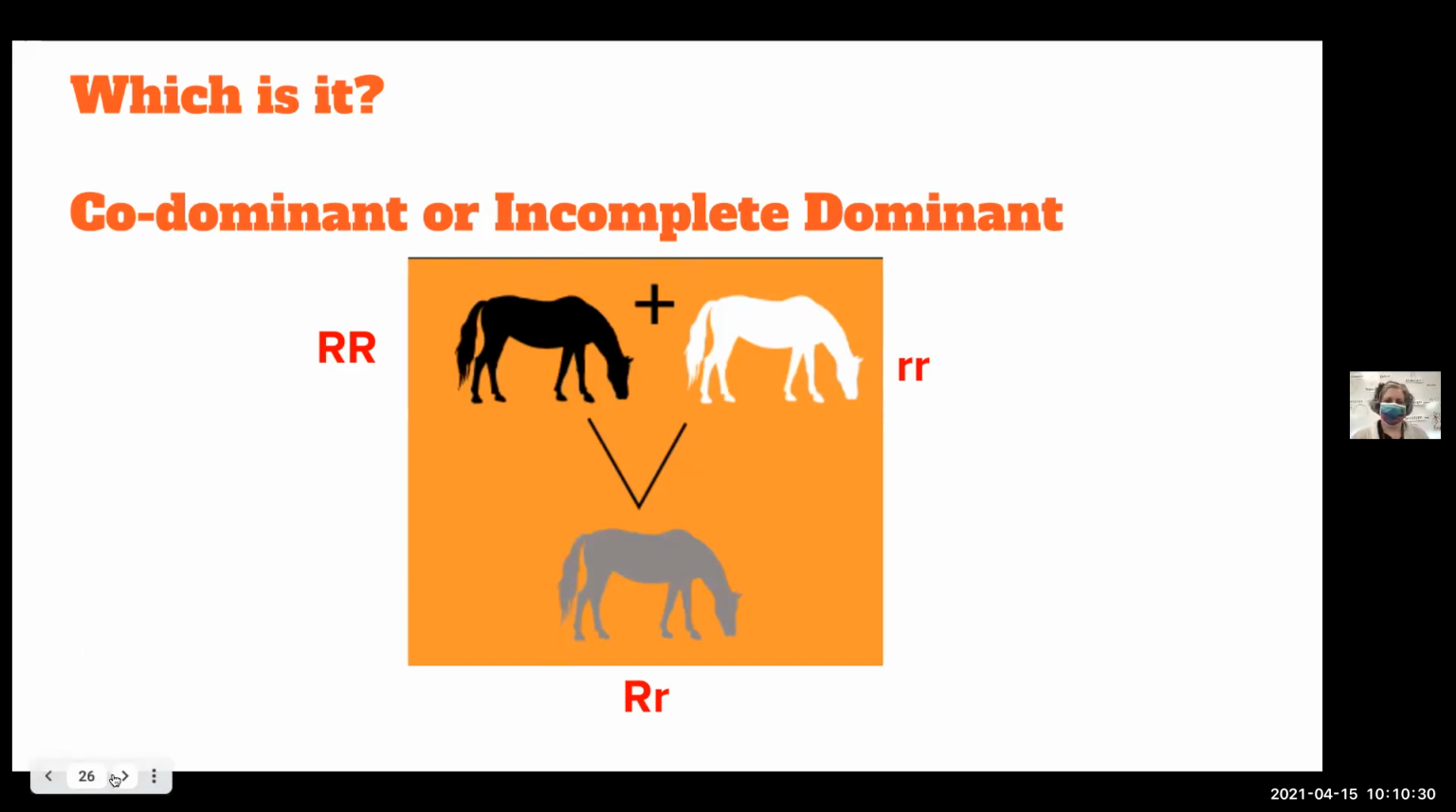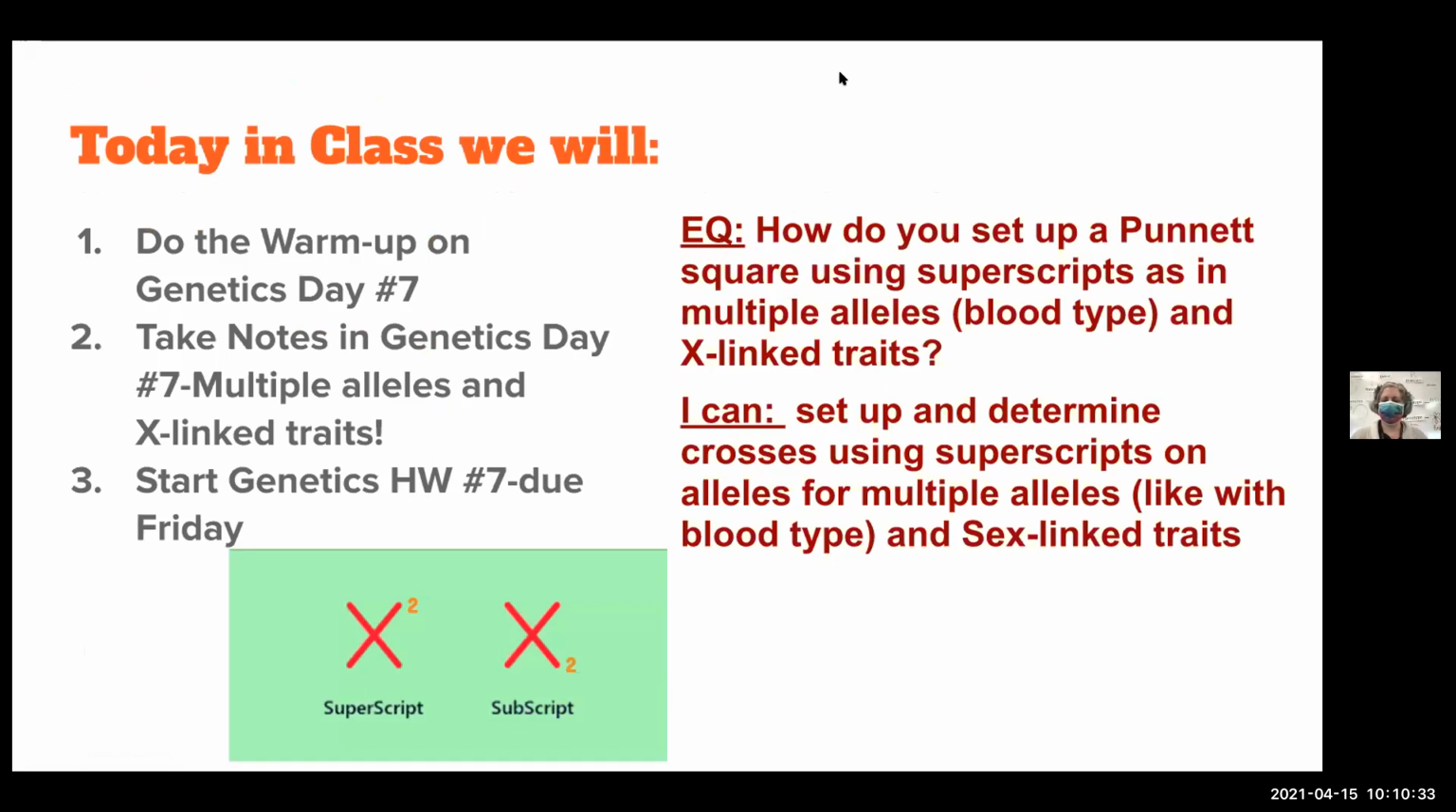All right, so moving us on to today's topic, we're gonna do a warm-up, genetics day 7. Then we'll take some notes and take a look at 2 unique types of inheritance patterns where we're looking at multiple alleles, meaning more than 2, and X-linked traits. So traits that lie on the X chromosome, the sex chromosome. There will be a homework assignment due tomorrow. There'll be time at the end of class to work on that.